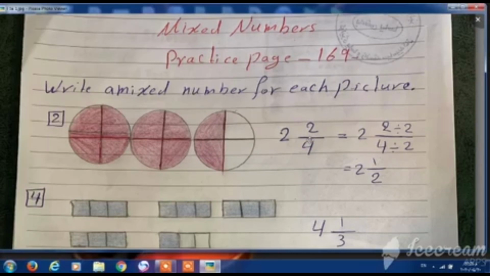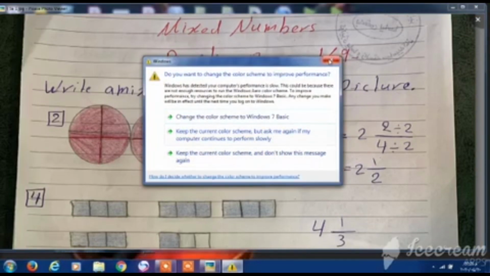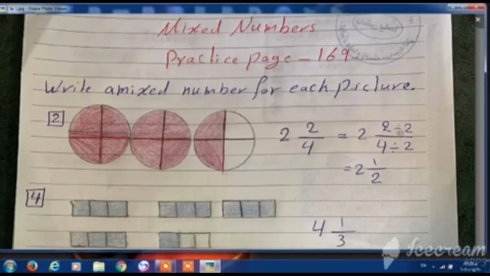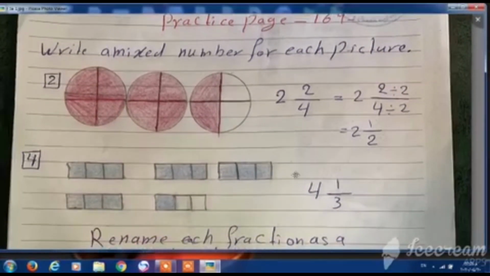And we can change it to the simplest form. You can find the common factor between 2 and 4, so we have 2. 2 divided by 2 equals 1, and 4 divided by 2 equals 2. And we have this picture. Okay, we have 1, 2, 3, 4, so 4 wholes. And together we have 1 part colored and 1, 2, 3, so we have 3 parts. So 4 and 1/3.